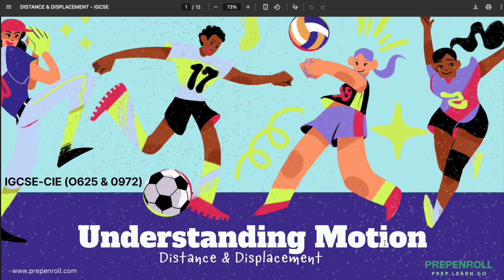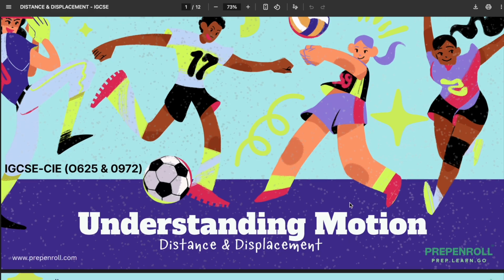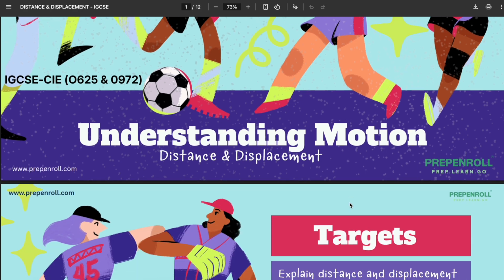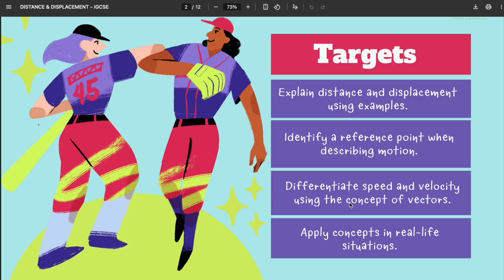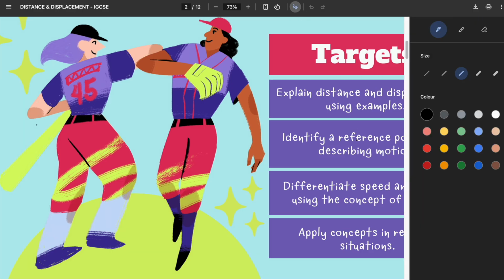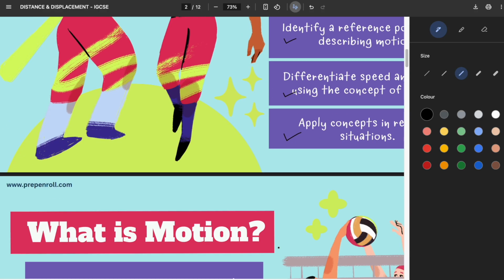Okay, so let's start with the discussion of this topic, that is understanding motion. In the first video, I'll be covering distance and displacement. I'll be talking about motion, about reference points, and about speed and velocity, and I'll be applying all these concepts here.